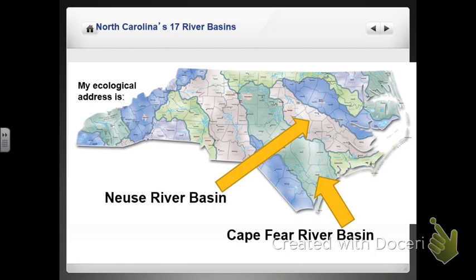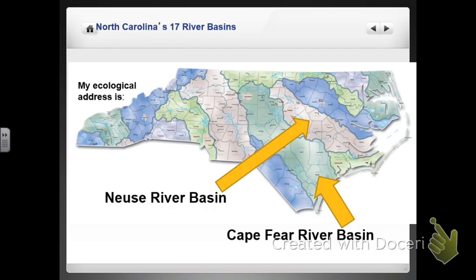Now, here we are. The Neuse and the Cape Fear are two of the largest river basins. They are all totally contained in our state, as is the Tar Pamlico. Other river basins in our state, either the river flows up into Virginia or down into South Carolina or over into Tennessee or even into Georgia, depending on where you are. So you can see the Cape Fear is the largest.